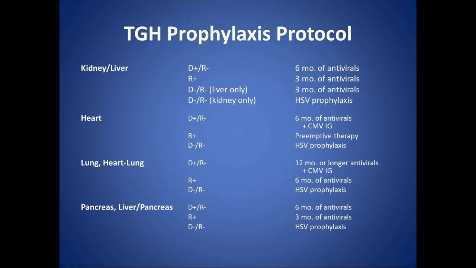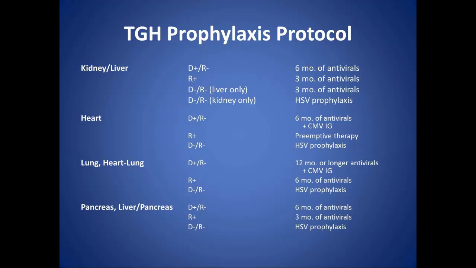Okay, then in heart mismatches, they actually get 6 months of antivirals plus CMV immunoglobulin. And there's a specific schedule for that, how much and how often. I don't have that committed to memory, but that does exist. So they are actually going to get both antivirals and CMV immunoglobulin.